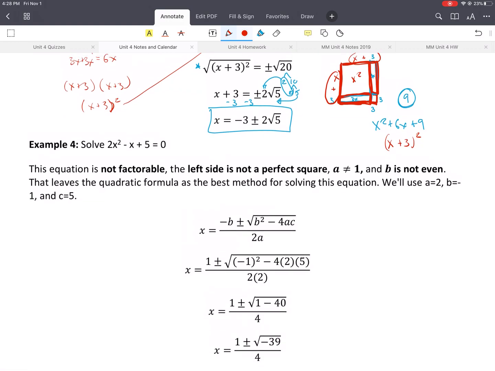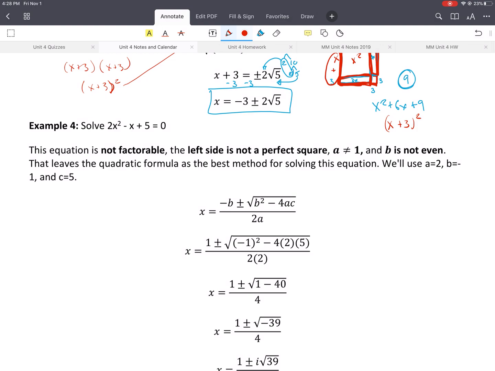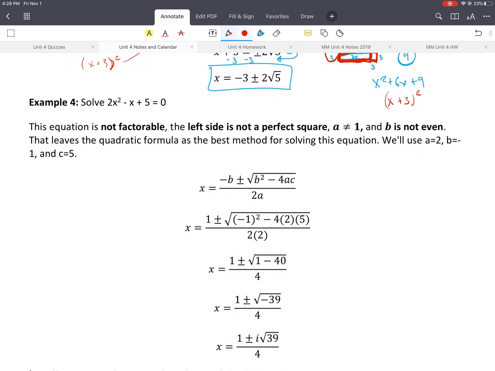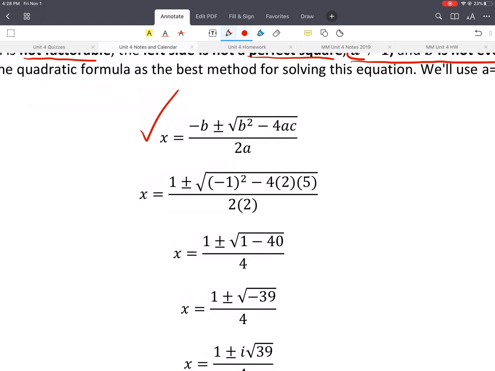Okay? But if you can't complete the square, quadratic formula is what you should do. Okay? If it's not factorable, if it's not a perfect square, and if A is not 1 and B is not even, you're going to want to use the quadratic formula. So just remember, it's right here. Quadratic formula is x equals negative b plus or minus the square root of b squared minus 4ac all over 2a.